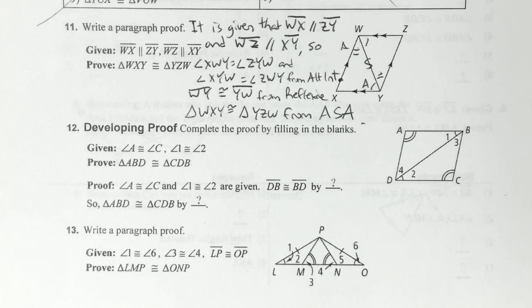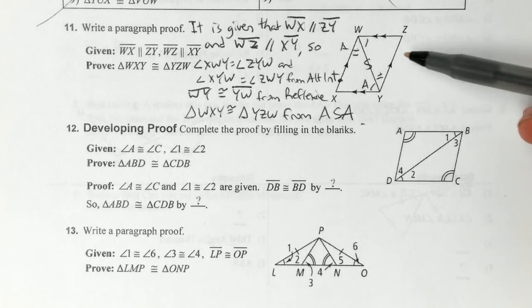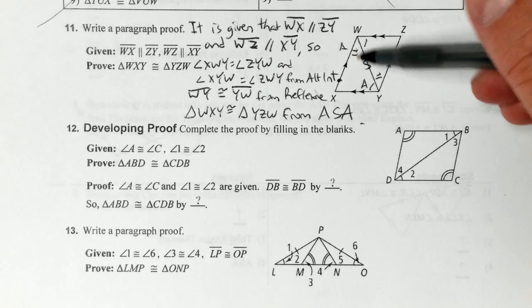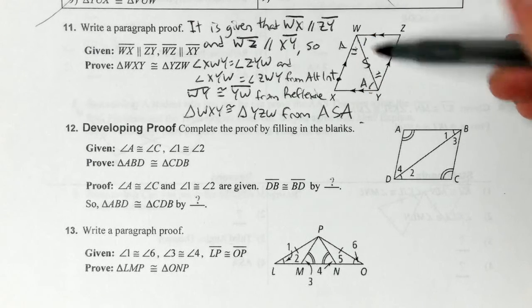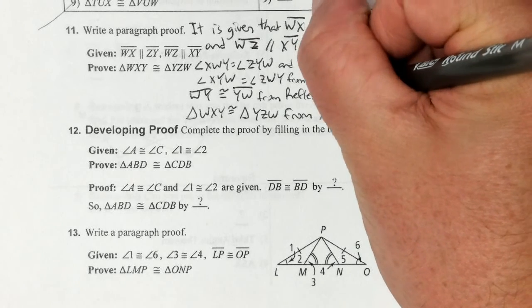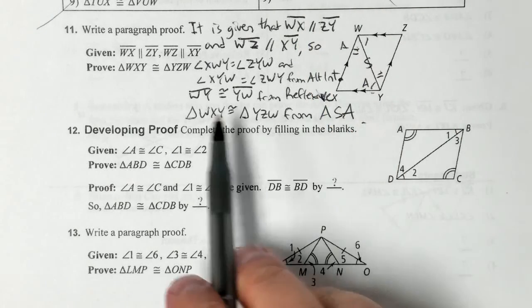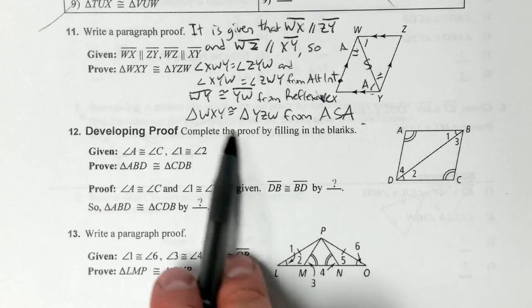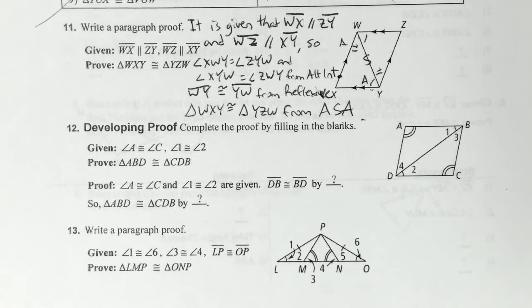So again, that last part, you couldn't say WY equals WY because this one has 2 marks and this has 1 and this has 1, this has 2. So you've got to do your matching or corresponding letters. But yeah, that's reflexive for WY to YW, and then you've got your triangle proof statement and ASA.